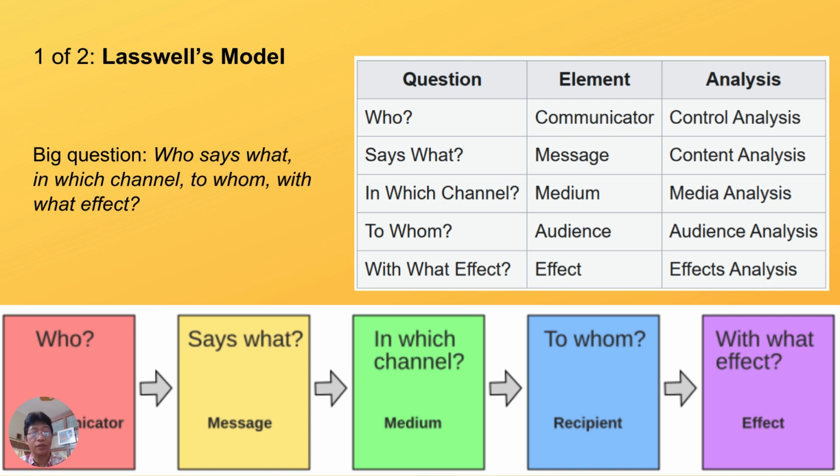The first is certainly communicator, the sender of the message. The second one is always the message, the content itself. And the third is certainly the channel, the medium, like TV, radio, print, and social media. And the fourth is audience as receivers. And the last, the effect or the outcome of the impacts.